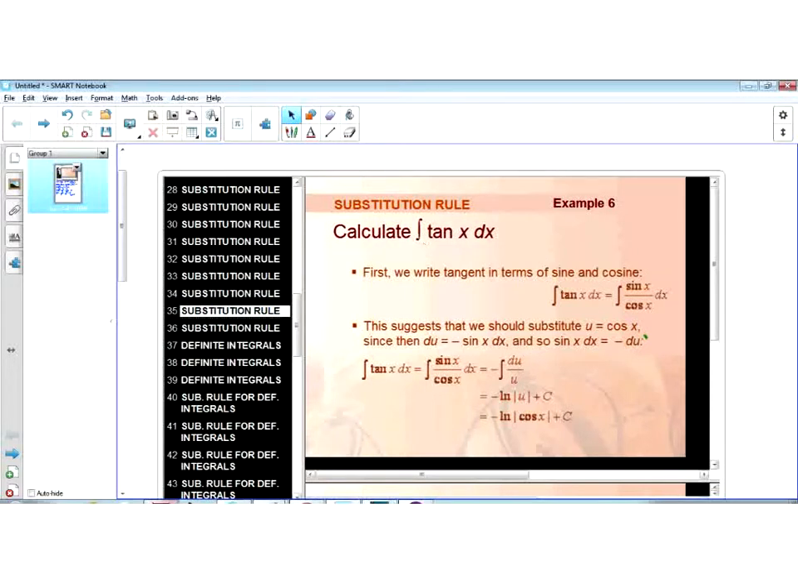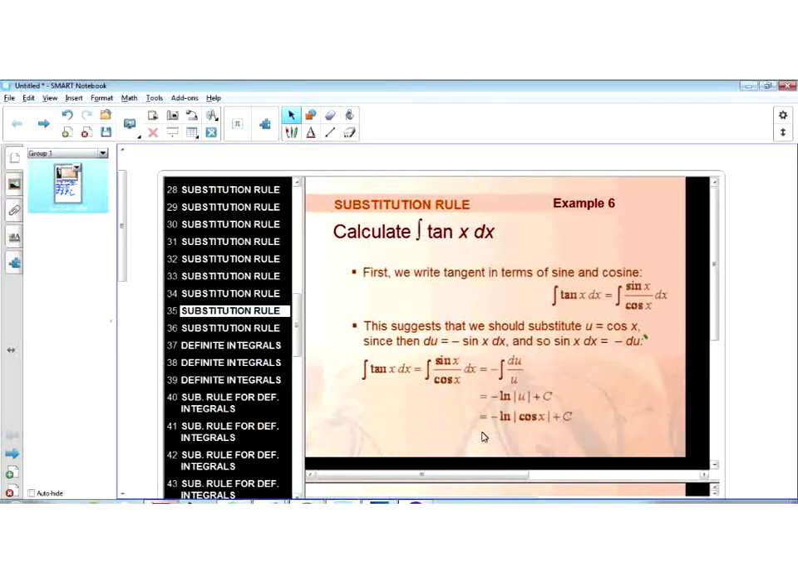Calculate the indefinite integral of tan x. Replace tan x with its definition, sine x over cosine x. And then if we let u equal cosine x, then du, of course, is equal to what? Minus sine x dx, right? So sine x dx is equal to the negative of the differential of u. And so we have the negative of the differential of u over u, and so that becomes the antiderivative of 1 over u, which is the natural log of the absolute value of u, so we have the negative of the natural log of the absolute value of u plus c, and then replace u with its definition.